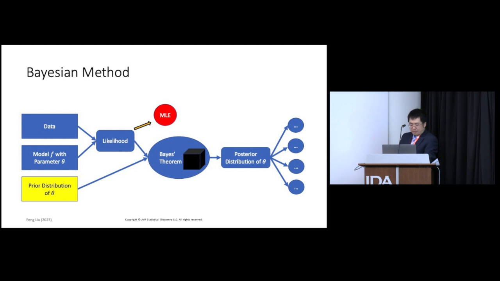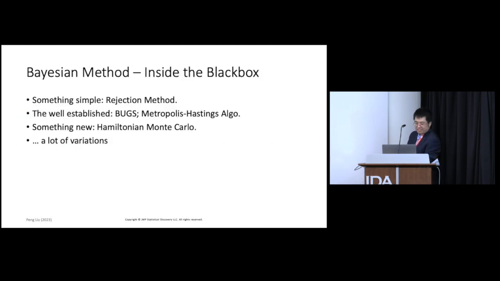But I put a black box here, and what's in the black box? The black box is a computational engine to conduct a Bayesian analysis, Bayesian inference. There are different things that can be in this black box. You have different choices, and there are different implementations. It can be something as simple as the so-called rejection sampling method. Or, as the instructor mentioned yesterday, it can be BUGS, Bayesian using Gibbs sampler. Or it can be the so-called Metropolis-Hastings algorithm, random walk MH method.